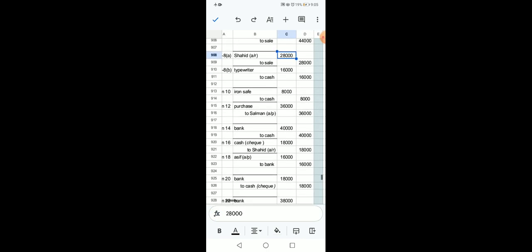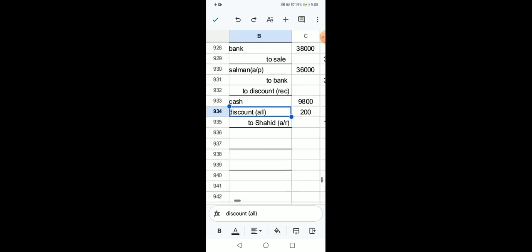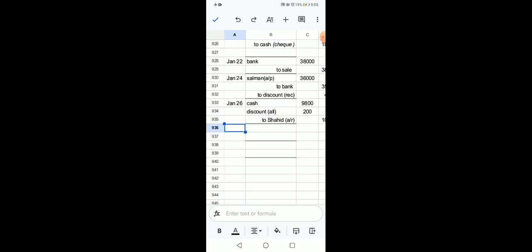The total amount receivable was 10,000. How have we calculated it? We have sold goods to Shahid for rupees 28,000. Out of 28,000, we have received 18,000. The remaining amount was 10,000, and in full settlement of 10,000, we have received just 9,800. The difference of 200 was considered as discount, which was an expense for us. Expenses should be mentioned on the debit side. That is why discount is written on the debit side. Hopefully you have understood. Now let's see what is next for us after 26.